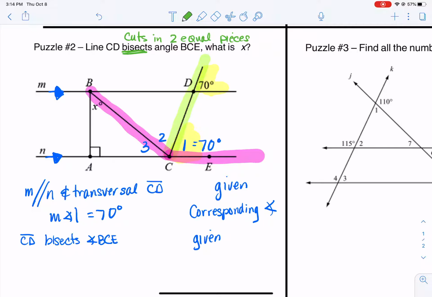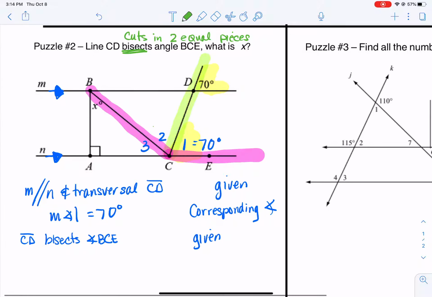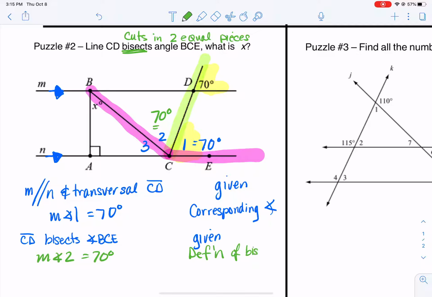So that means that if one piece is 70, then the other piece has to be 70 as well. So that means that angle 2 is 70. And that's the definition of bisector. DEF apostrophe N is just an abbreviation for definition. And that's the definition of bisect.